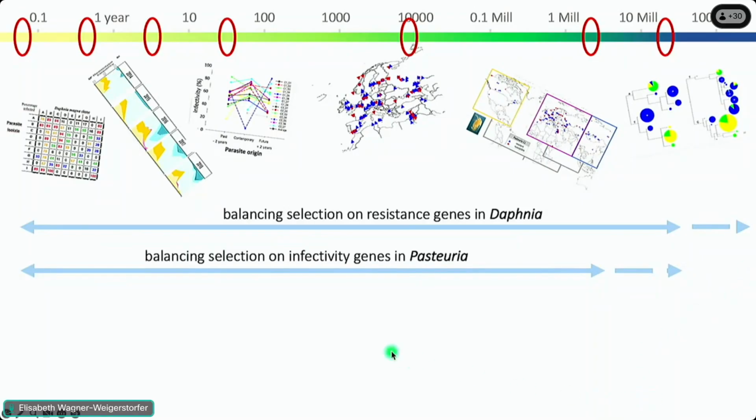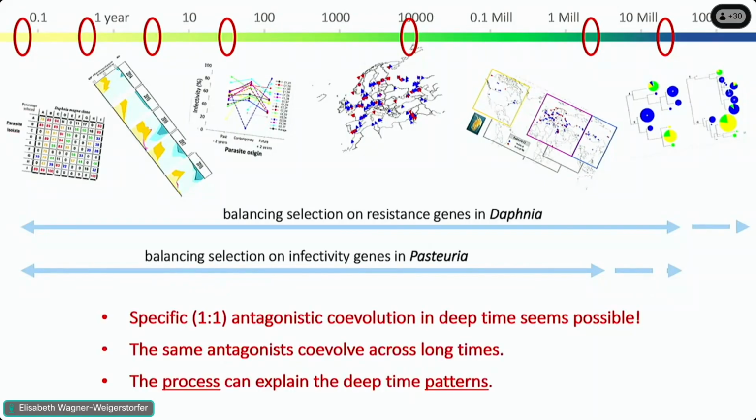For the parasite, Pasteurella, we have good evidence for about 1.5 million years ago, and indirect evidence until 15 million years ago. And there we also have new comparative evidence with related parasites that this possibly goes even further back. So very clearly we are talking about a system which is co-evolving for a long time, and it's a specific one-to-one co-evolution, meaning that the same antagonists can co-evolve along long time periods. And the process which we looked at here is well able to explain the deep time patterns.